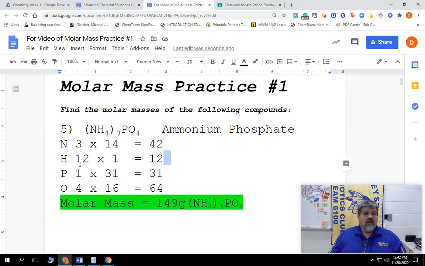Okay, so there we go. There is our molar mass for question number 5 of practice sheet number 1.